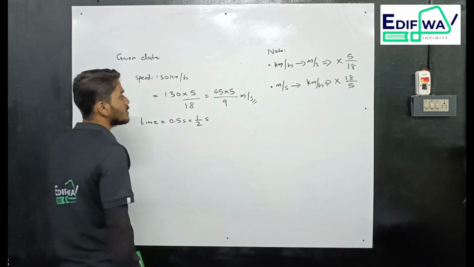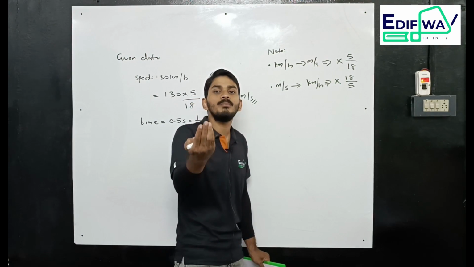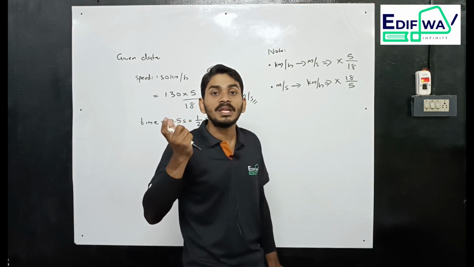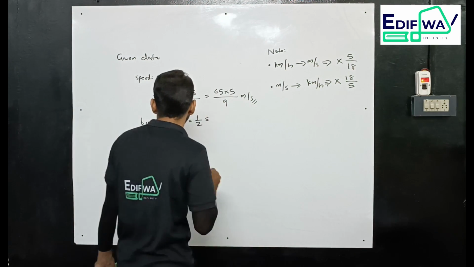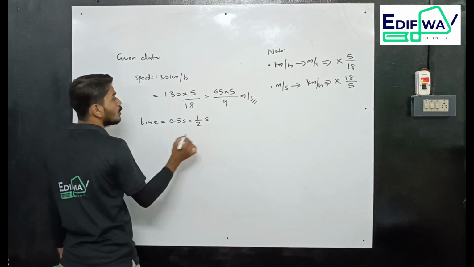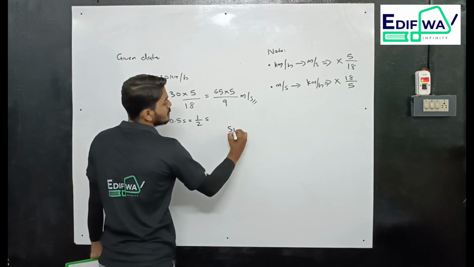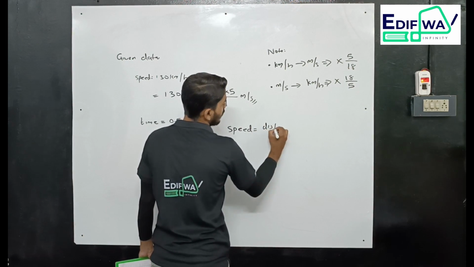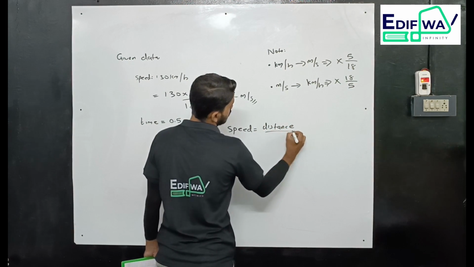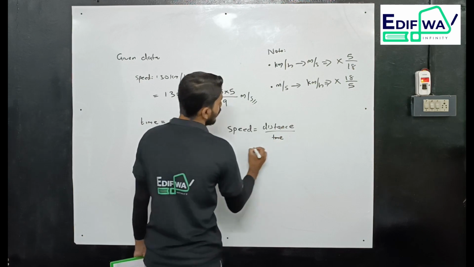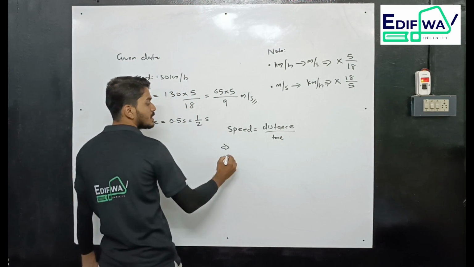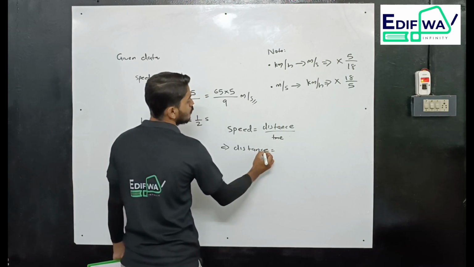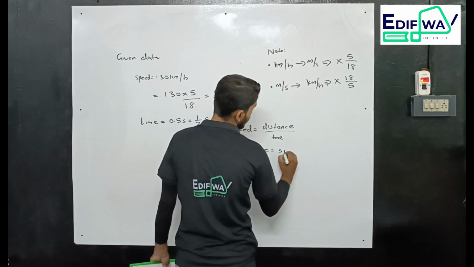Now you need to find how much this car will move when the eyes are shut. So you need to find the distance. How to find the distance? You know that the equation is speed is equal to distance by time, right? So what about the distance? Your distance will be equal to speed into time, right?